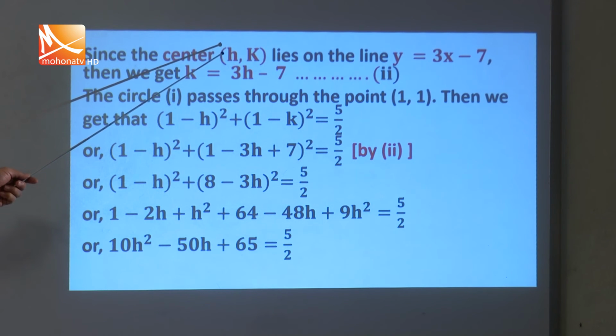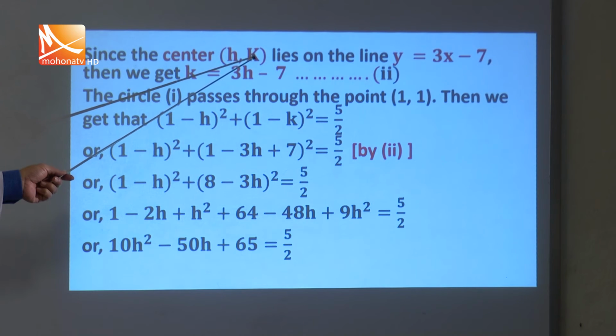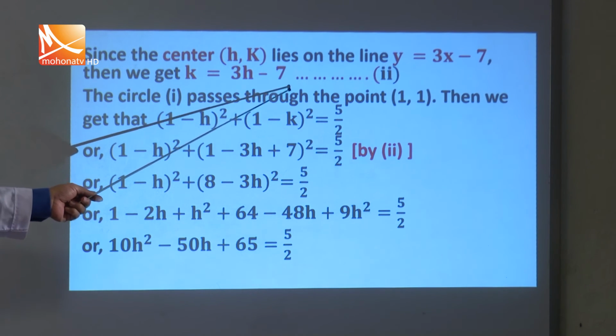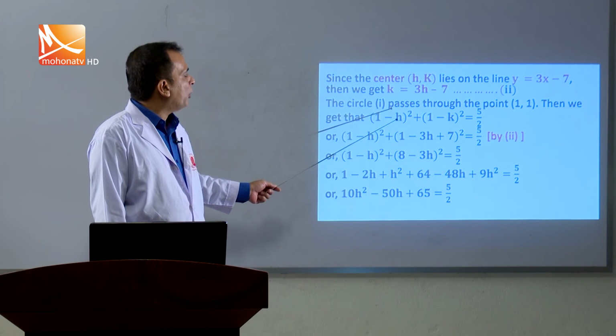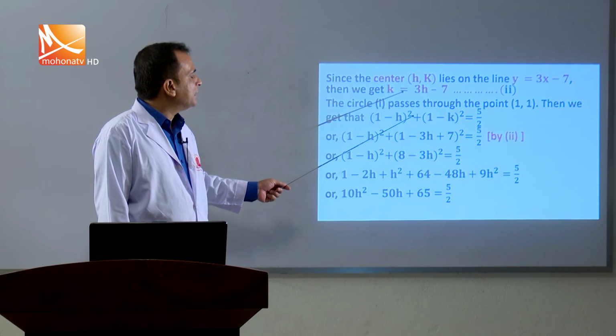So now if we put x equals h and y equals k, then we will get k equals 3h minus 7. This is relation number 2. Again, the circle 1 passes through the point (1, 1). It is given in the question.